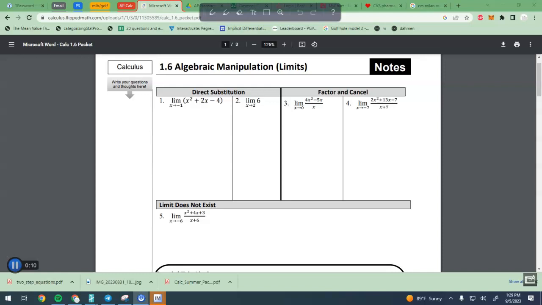It tells you direct substitution, but even if you didn't know that, the first thing you always do is just try to plug in. If that doesn't work, we move on to other things. But we always try to plug in first. So this would just be -1 squared plus 2 times -1 minus 4. And then we would work that out and let's see what we get. So 1 minus 2 is -1, minus 4. So I get -5.